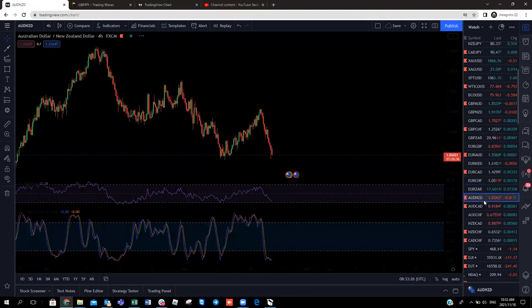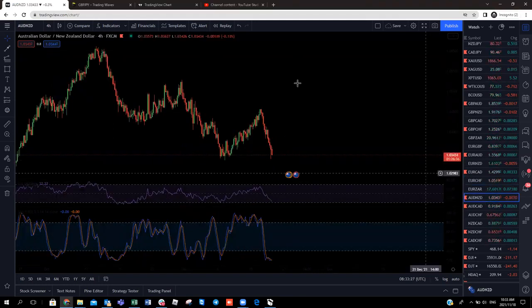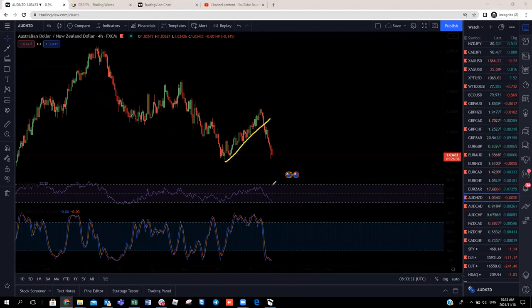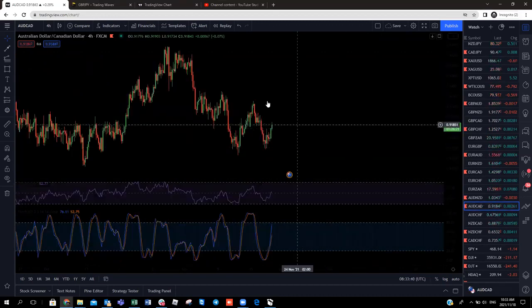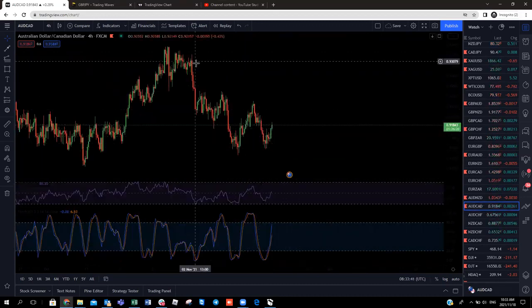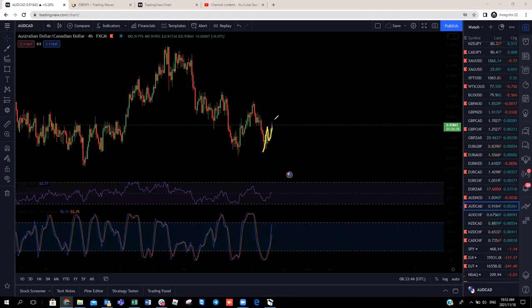Audi New Zealand. We spoke about this one yesterday when we saw this one breaking lower here. It's already dropped about 50, 60 pips. Audi CAD. So Audi CAD, we've got a three-wave pullback here. Expect this to continue lower here. We have reset it, we are still below 50. Audi Chief.